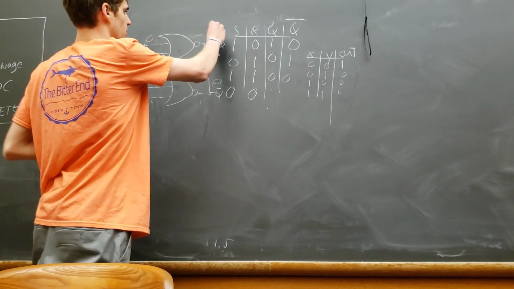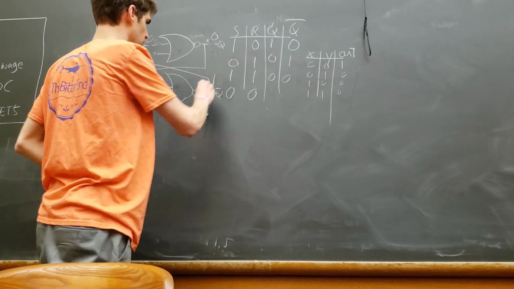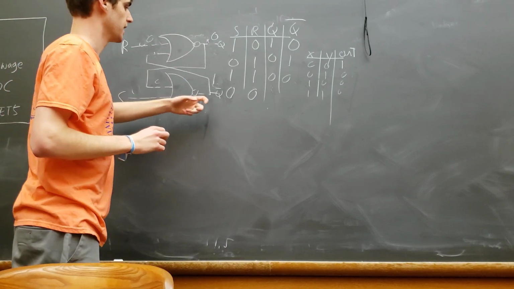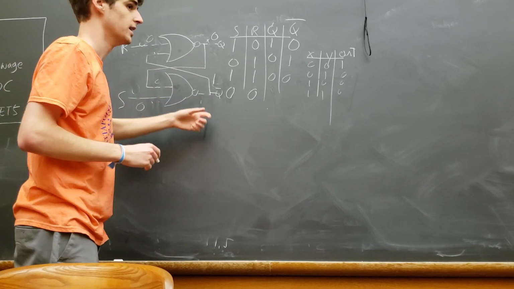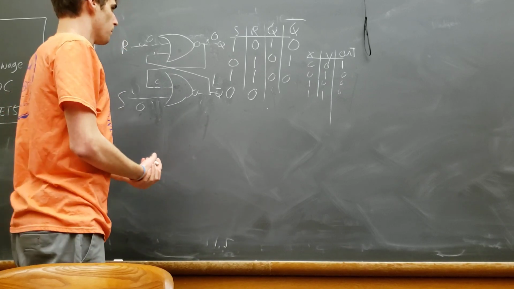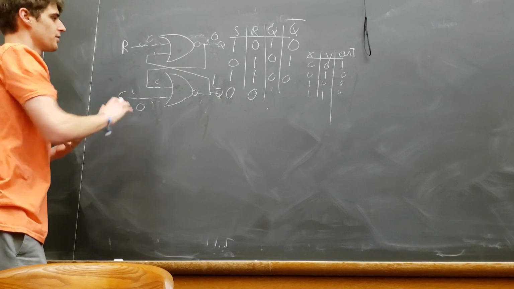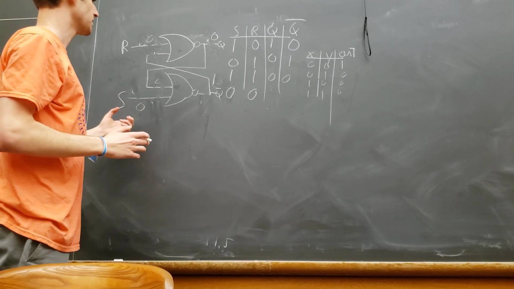But if Q was 0 and Q naught was 1, and I pass in 0 and 0, they're going to stay the same. Q is going to stay 0, and Q naught is going to become 1. That's kind of cool, right? So whatever they were to begin with, they're going to stay the same when you pass in a 0. And this is a really important feature of SR latches.